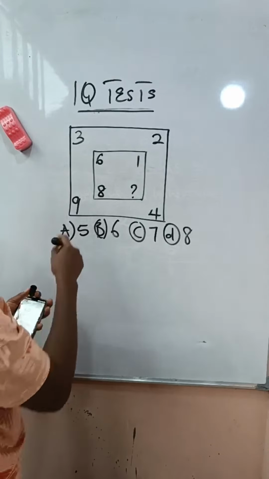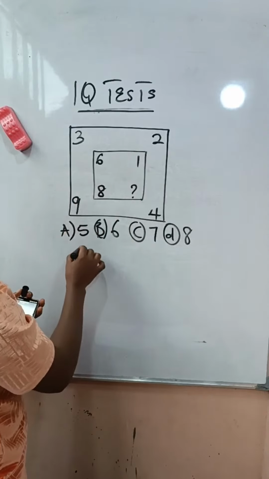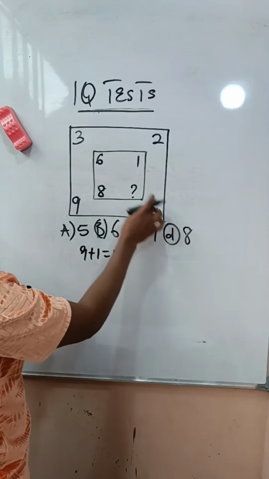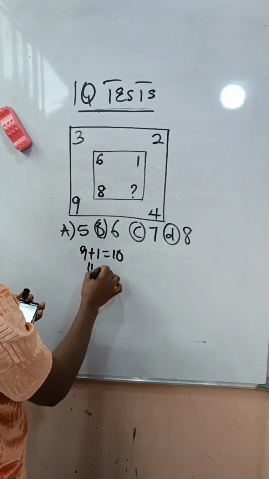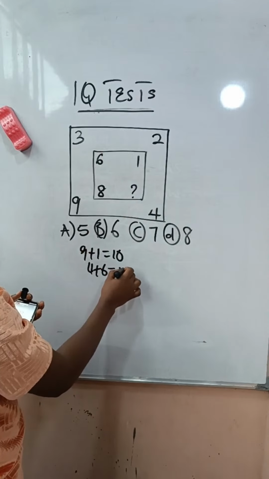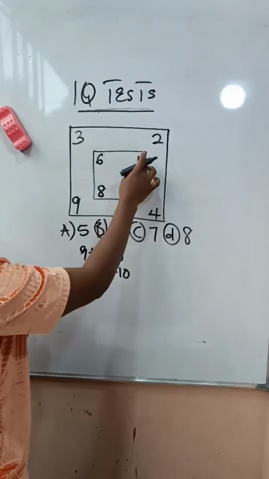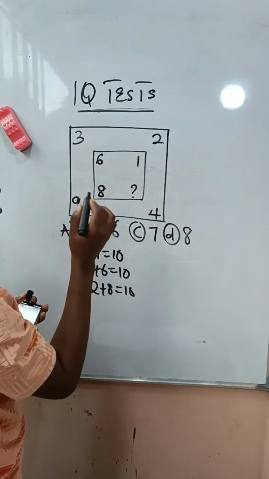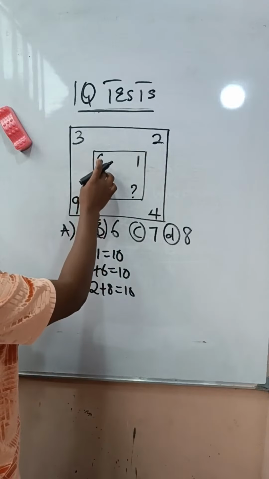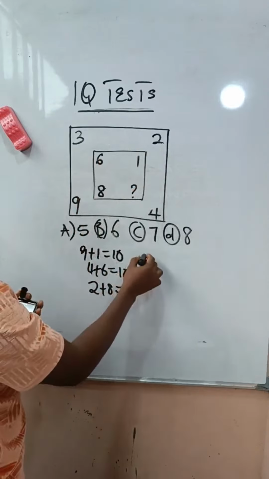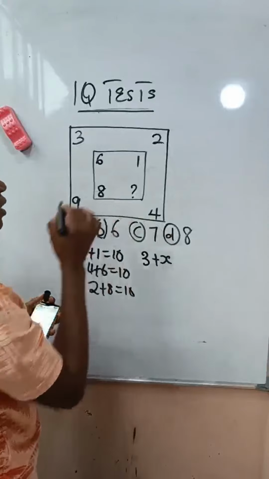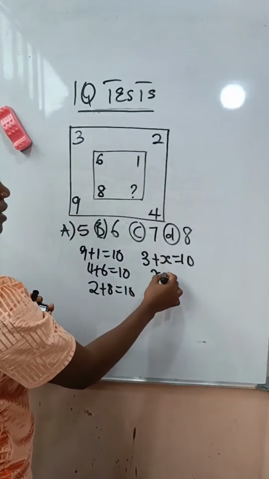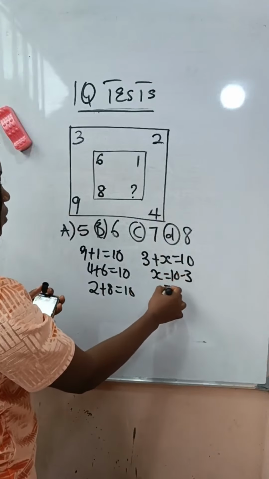Let's try something else. 9 plus 1 will give me 10. Okay. 4 plus 6 will give me 10. Wow. 2 plus 8. So we jump one and go to the other, right? 2 plus 8 will give me 10. So that means that if we jump 6, whatever we have here, so that should be 3 plus whatever we are looking for should give us 10 as well. So that means our x will be 10 minus 3, which is 7.